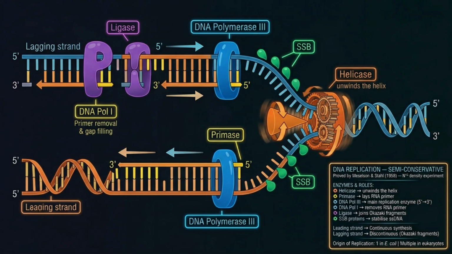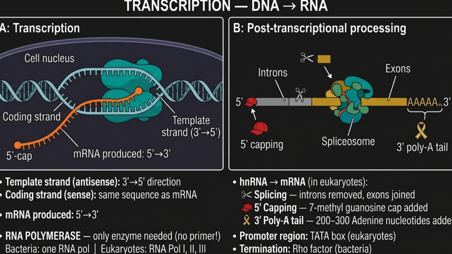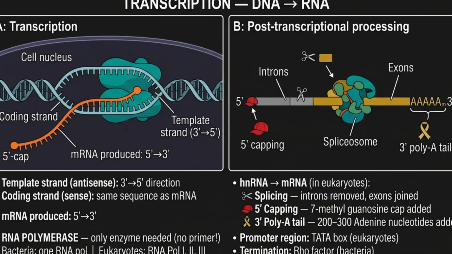On the leading strand, synthesis is continuous. On the lagging strand, synthesis is discontinuous. It happens in short fragments called Okazaki fragments. DNA polymerase I removes the RNA primers, and ligase seals the gaps between Okazaki fragments. NEET loves to ask, which enzyme joins Okazaki fragments? The answer is ligase.